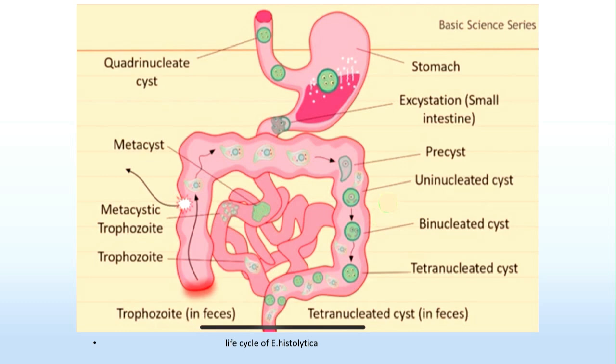This trophozoite, or metacystic trophozoite, divides by binary fission, each nucleus giving 2 nuclei. So in total, each cyst will release 4 trophozoites. Then the cytoplasm separates and releases the trophozoites. With the fecal stream, the metacystic trophozoites arrive at the large intestine.